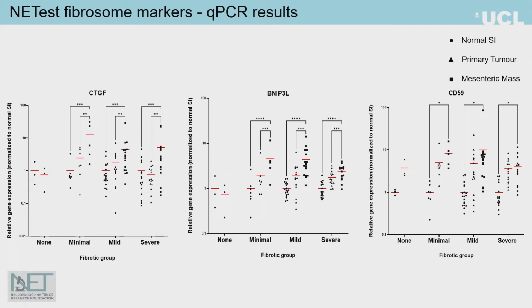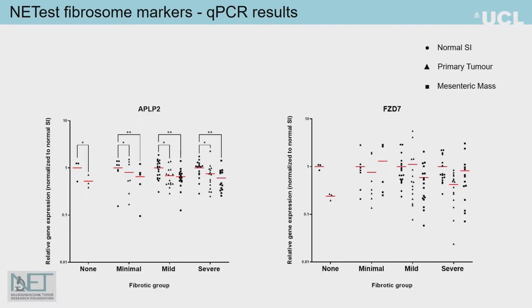In relation to the NET test fibrosome markers, we have seen an upregulation of CTGF and NIP3L in the mesenteric mass compared to both the normal tissue and the primary tumor across all fibrosis groups, and also an upregulation of CD59 in the mesenteric mass compared to the normal tissue again. However, for APLP2, we saw a downregulation in the mesenteric mass and also downregulation in the primary tumor compared to the normal tissues in all fibrosis groups, including the non-fibrotic. And we have seen no significant changes for FRISL7.